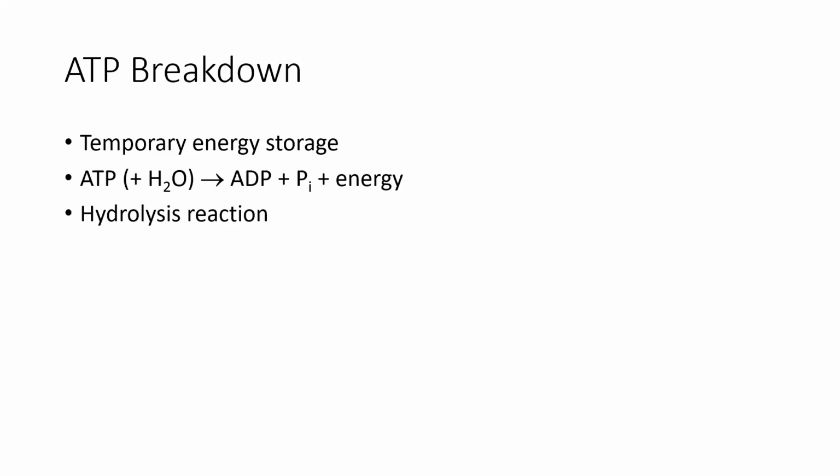And so we're going to have to insert water here. This is a hydrolysis reaction. So we insert water, and then we end up with ADP, just the way we started, and then that phosphate, and then the energy, really importantly, the energy that we're trying to liberate to do things within the cell, okay? So again, this is a hydrolysis reaction, meaning that we have to insert water in order to break that covalent bond.